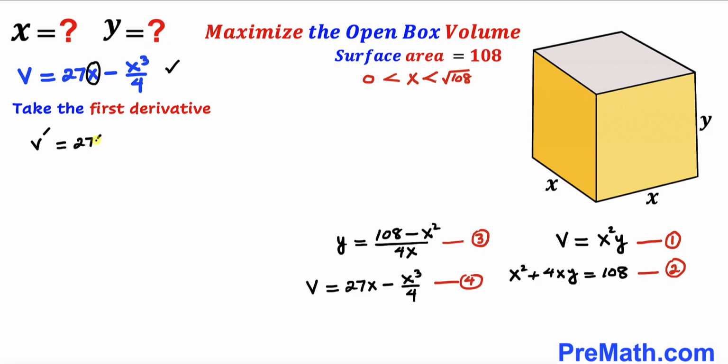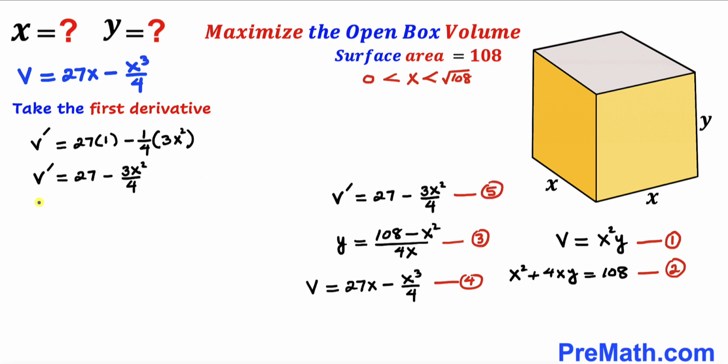of x, which is simply 1, minus 1 divided by 4 times the derivative of x to the power 3, which is 3 times x squared. So the first derivative V prime turns out to be 27 minus 3x squared divided by 4, and I'm going to label this one as our equation number 5.